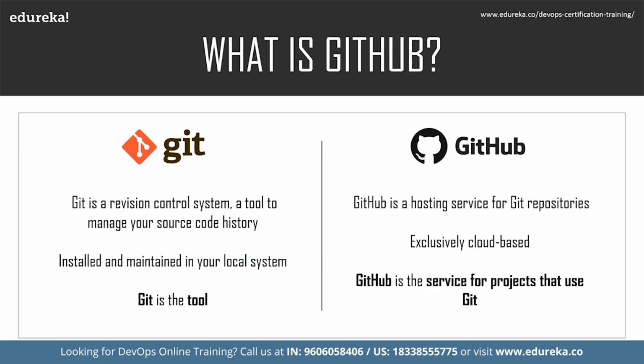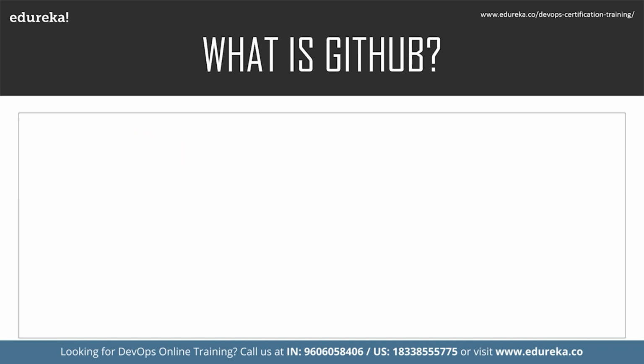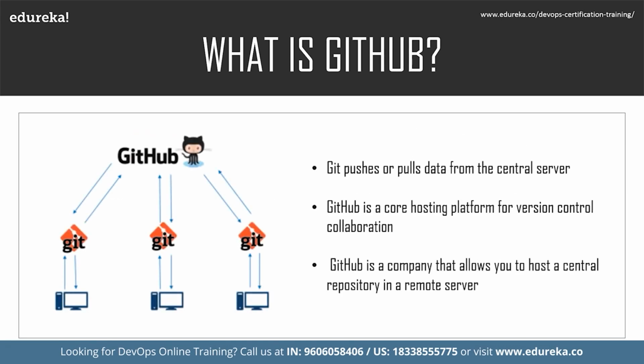Now that we know the difference between Git and GitHub, let us move on and understand how these two work hand in hand. We already know that Git is a version control tool that will allow you to perform all kinds of operations to fetch data from the central server or push data to it.